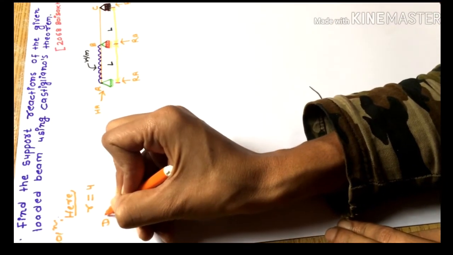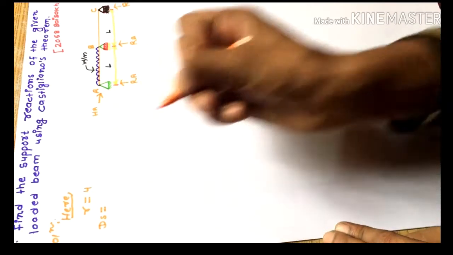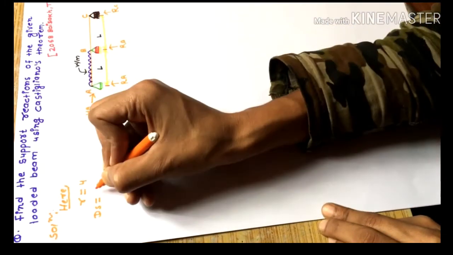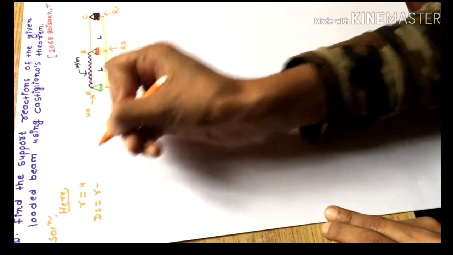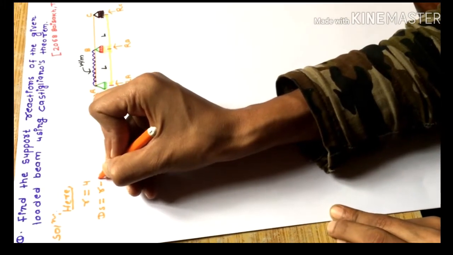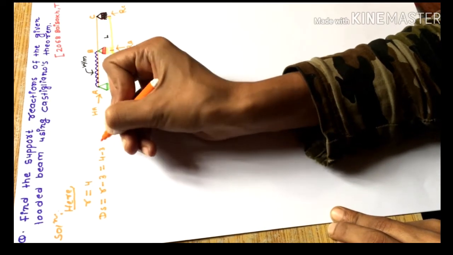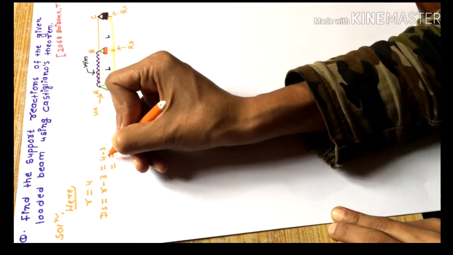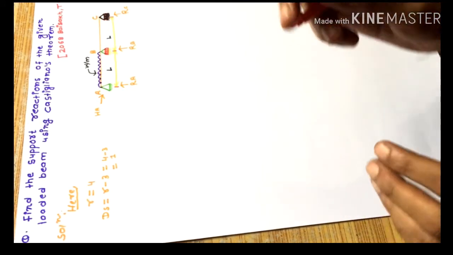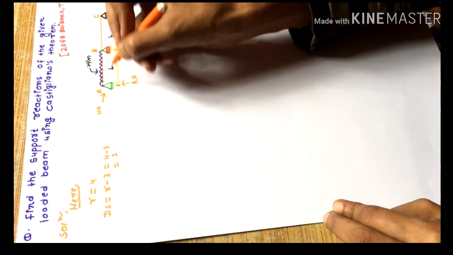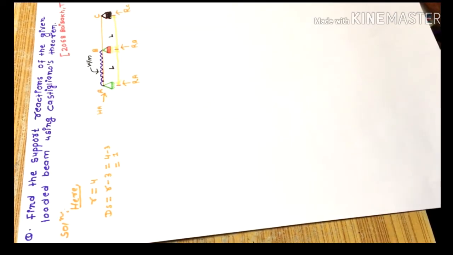So let us calculate the degree of static indeterminacy. If ds is the degree of static indeterminacy, we know it is equal to R minus the available equations of static equilibrium, that is 3. So 4 minus 3 is equal to 1. So there acts one extra reaction that we can't calculate using static equations of equilibrium. So this beam is an indeterminate beam.